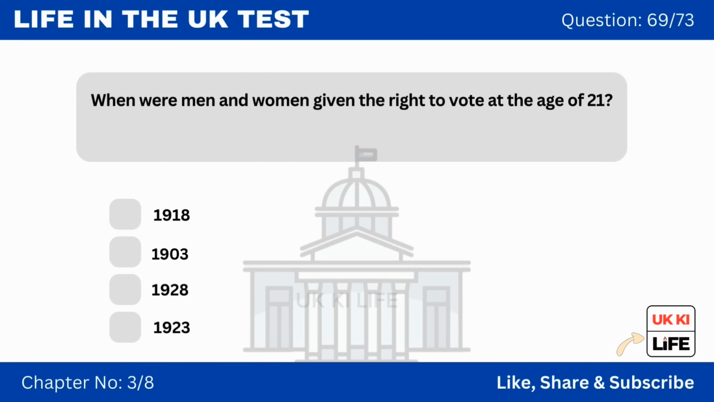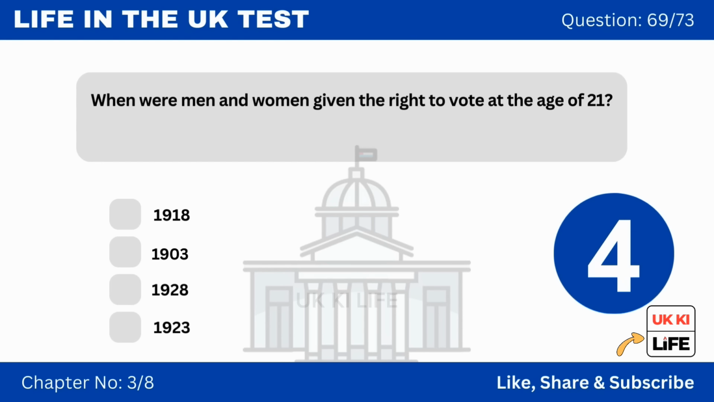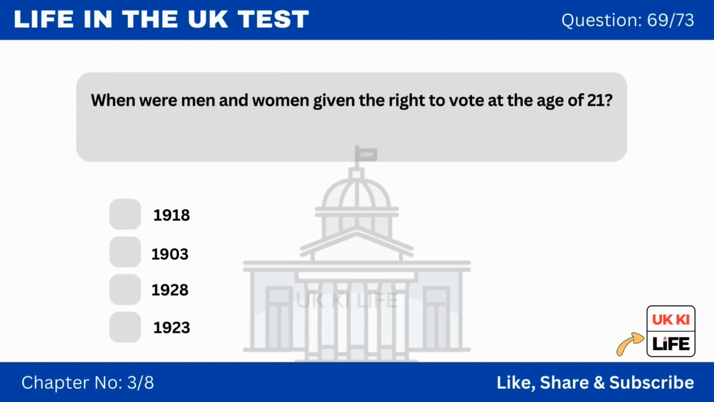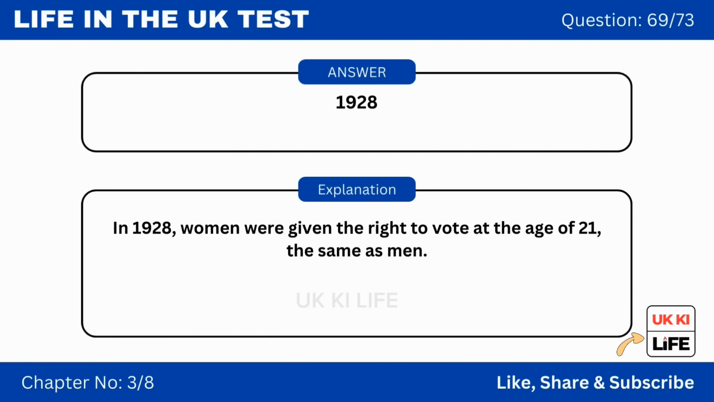Question 69. When were men and women given the right to vote at the age of 21? 1918, 1903, 1928, 1923. The correct option is C. Explanation. In 1928, women were given the right to vote at the age of 21, the same as men.